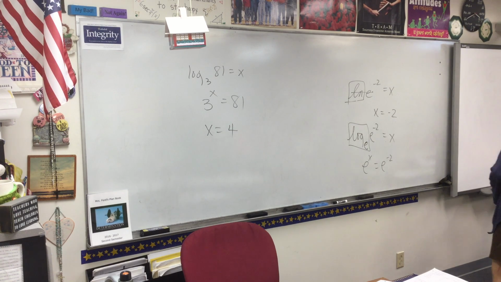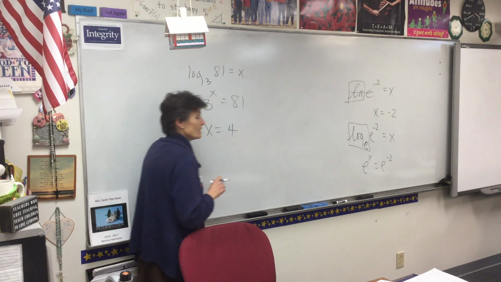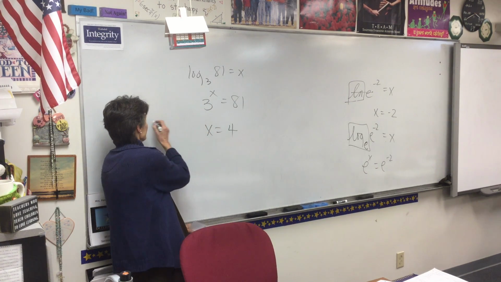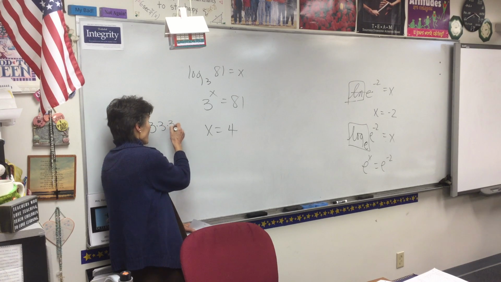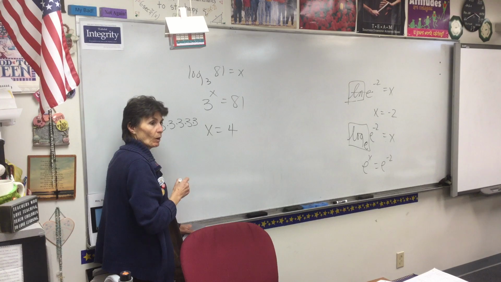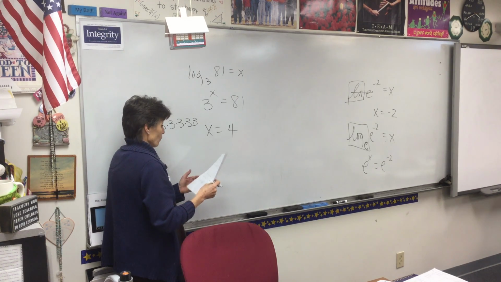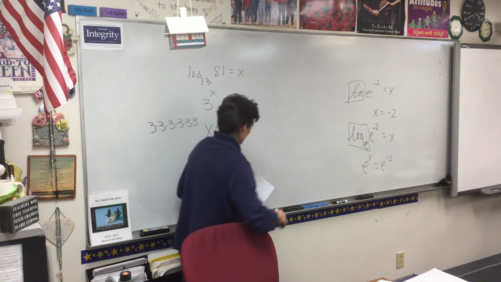Now, if you don't know that 3 to the 4th is 81, let's not guess. Let's start multiplying out 3's until we get to 81. Okay? All right, so 4 is the answer. All right, what about number 2?